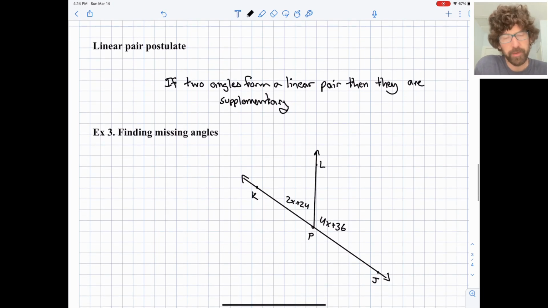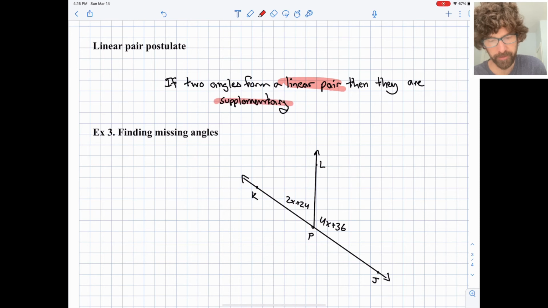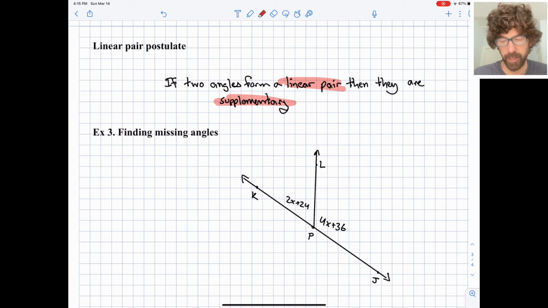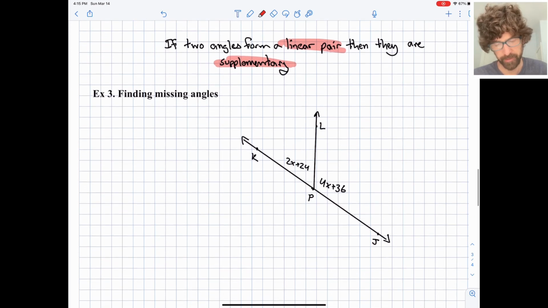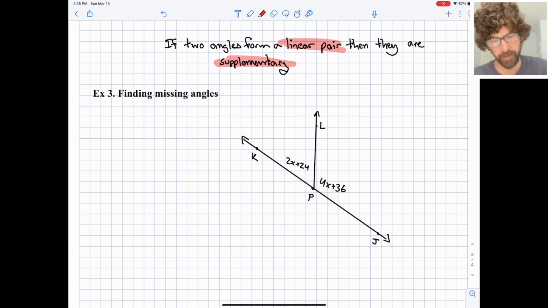Let's look at the linear pair postulate next, and this will help us actually find some angles. The linear pair postulate is just an assumption. It says that if two angles form a linear pair, then they are supplementary. So we can know that two angles are supplementary, that their measures add to 180 degrees, if they form a linear pair. We can apply that with this particular diagram here.